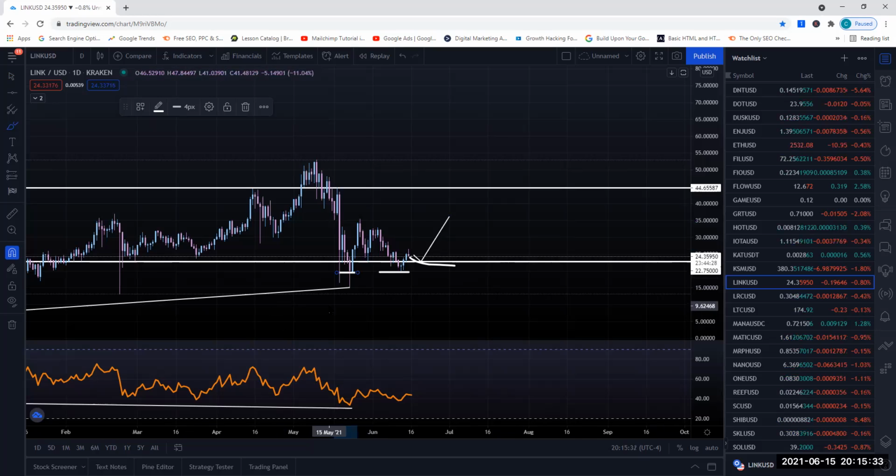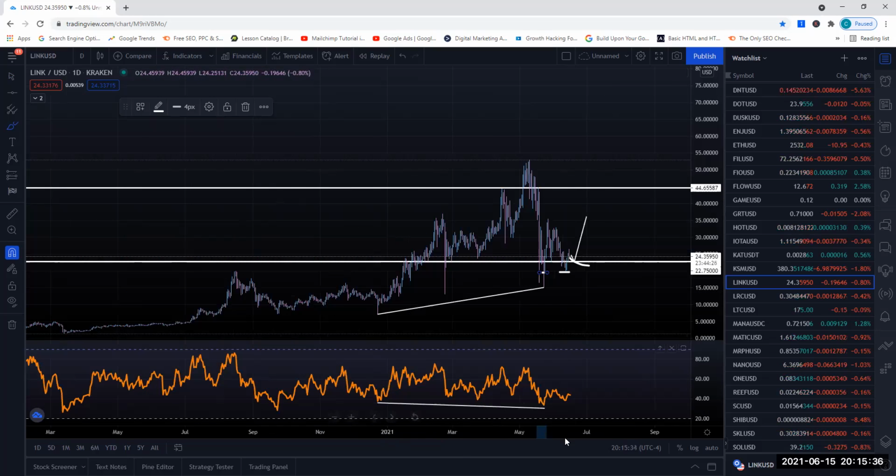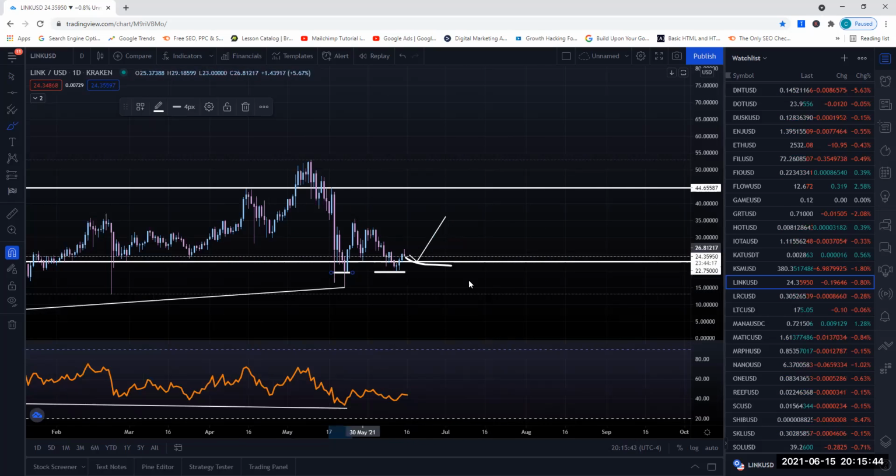So that divergence between price action and RSI signifies that price action is going one way and RSI is going the other. And then from there, it usually will signify a change in the trend. So that's what I like to look for.